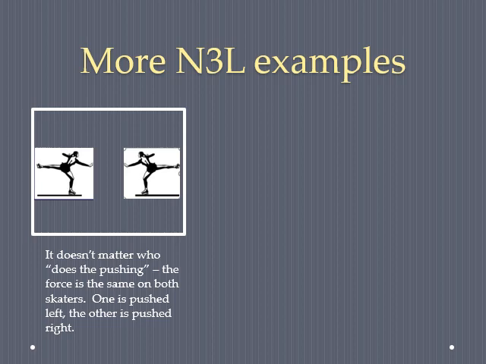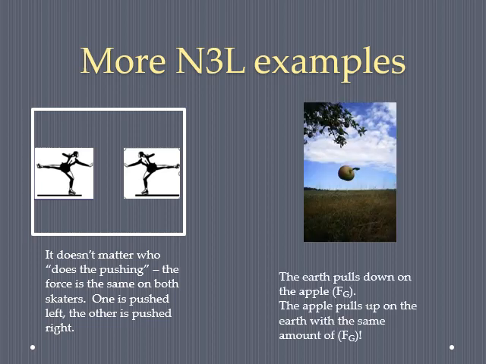So in any case, you can see clearly that they're in opposite directions, because you could intuit that those two skaters will move in opposite directions, but the amount of force on each skater is the same no matter who does the pushing. Another example, an apple falling from a tree.